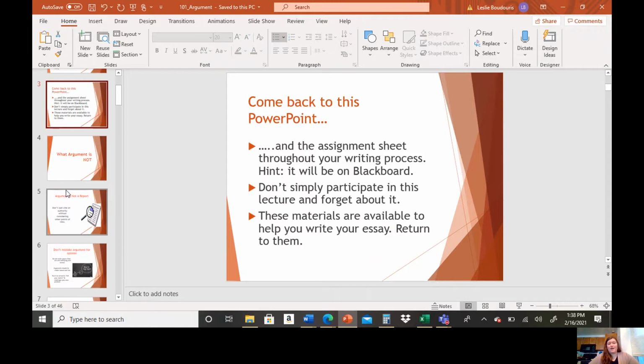As you're writing, come back to this PowerPoint. A lot of times, even last semester when I was talking to my students online, they would be really confused about what they could be writing about or what their paper might look like, and I would always say, come back to this PowerPoint. Later on in the PowerPoint, I'm going to give more specific advice about what a thesis might look like.